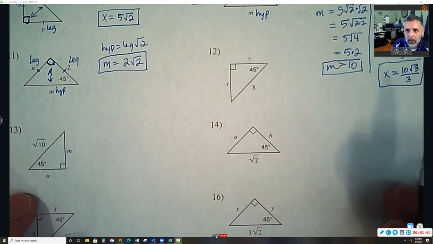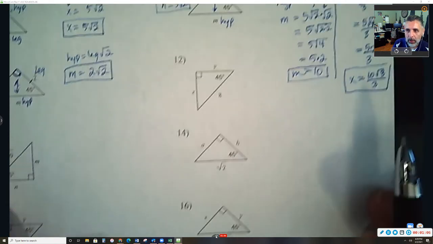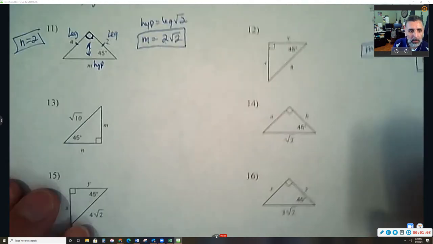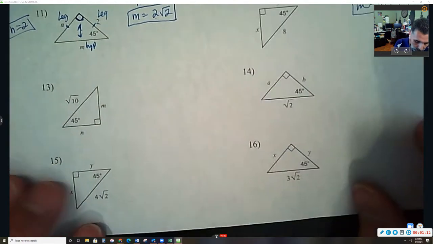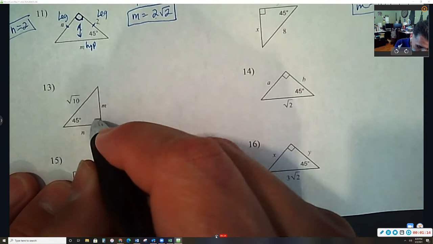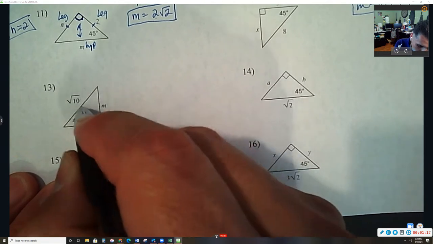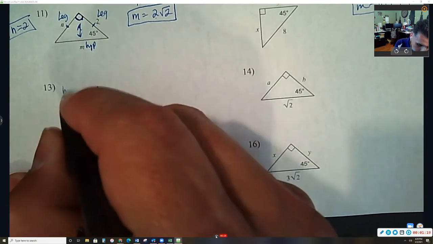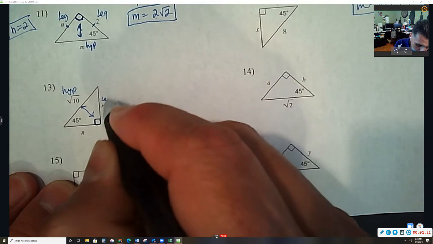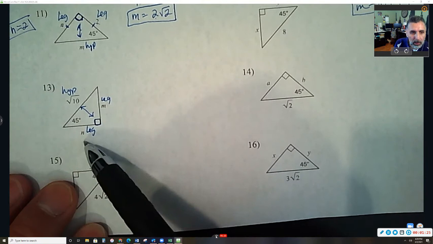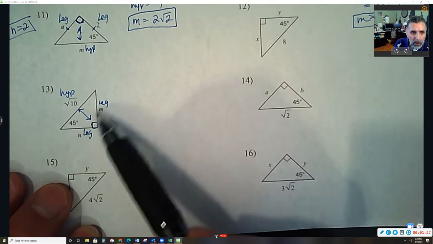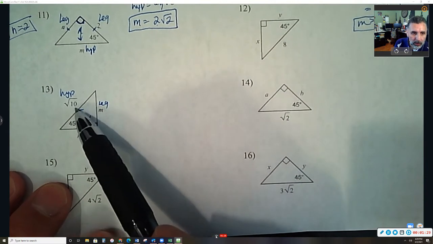I'm going to wait on number 12. I might have to do 12 on a different piece of paper because of all my other work. But let me jump to 13. So 13, same idea. Let's figure out what's the hypotenuse. The hypotenuse is across the 90-degree angle. This is the hypotenuse, and this is the leg, and this is the leg. Now I don't know what the leg measure is because they're both variables. But I do know the hypotenuse is square root of 10.